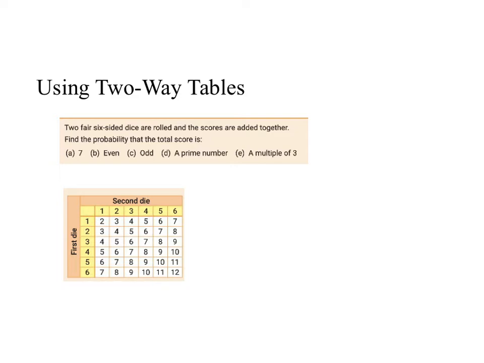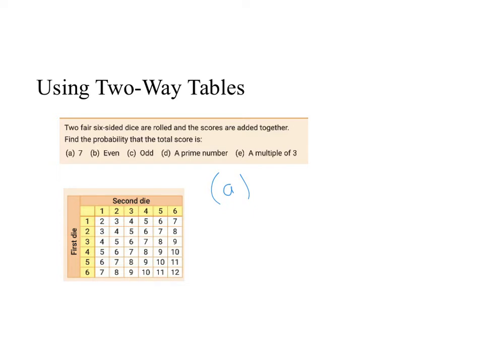You can just press pause and take a second to refamiliarize yourself with the two-way table. Make sure it makes sense that, say, for example, a 6 and a 6 will add together to give you a 12. But a 6 and a 5 will add together to give you 11. So the process we're going to use then is we're going to go through each of these parts of the question one by one. So we'll start off with part A.